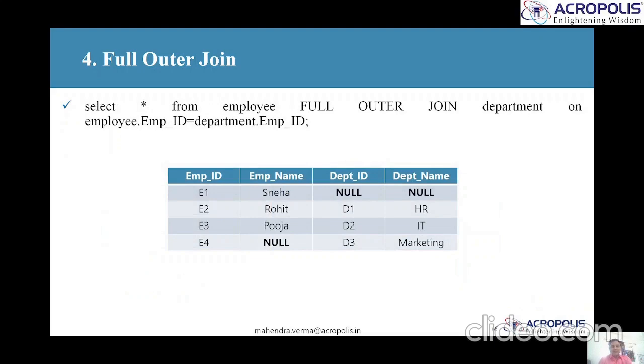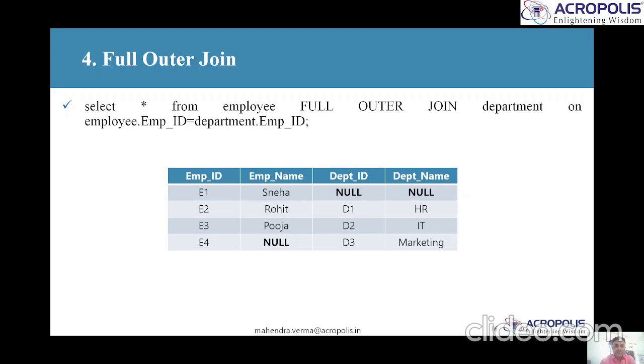You can see I have already executed the query, that is select star from employee. I am using full outer join with the department, and the matching condition is employee.employee ID is equal to department.employee ID. So you can see we are getting all the records from both the tables, and we have null values at the positions where no match is found. So that's all about the joins available in DBMS, which can work with the structured query language.